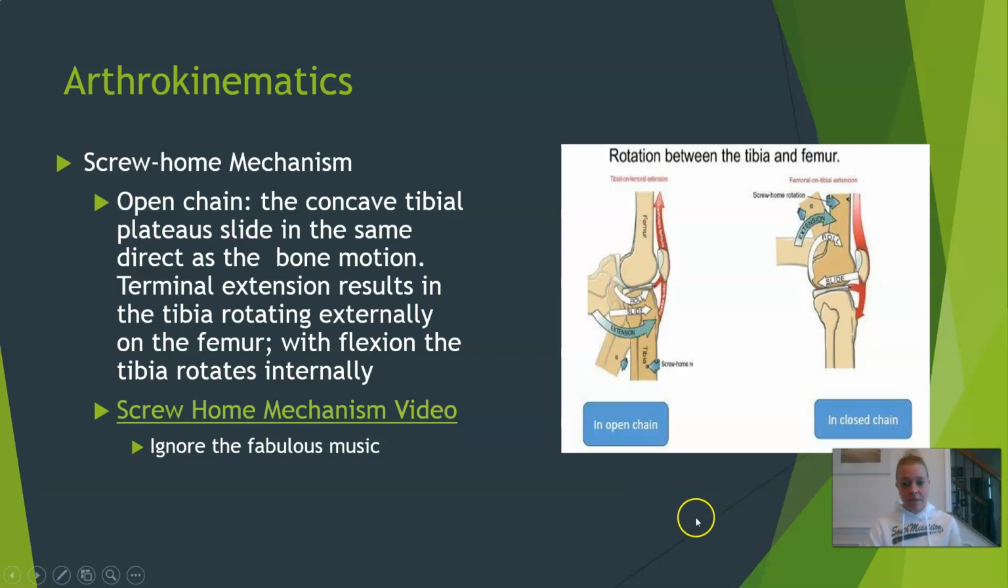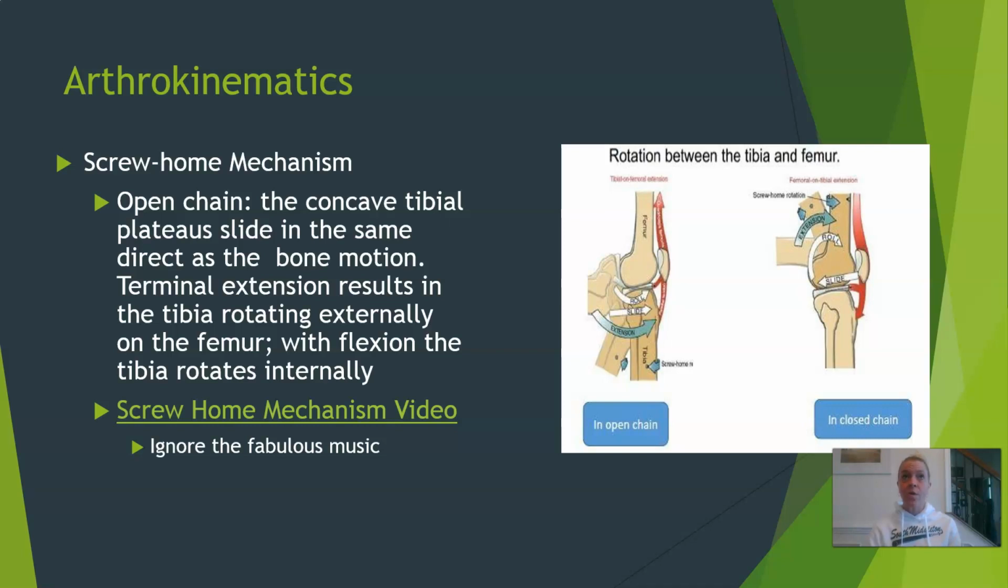So I'm pretty sure you guys have gone over the screw-home mechanism before, but we're just going to touch on it a little bit here. In the open chain, that's where the tibia is going to move on the femur. And so when we perform terminal knee extension in the open chain, the tibia is going to rotate externally on the femur. That is going to lock the knee into extension. Then in order to flex, the knee has to unlock, so the tibia will rotate internally, and then the knee will go into flexion.